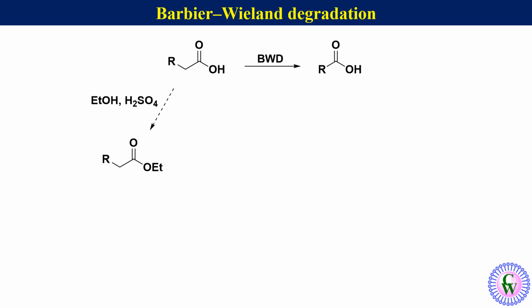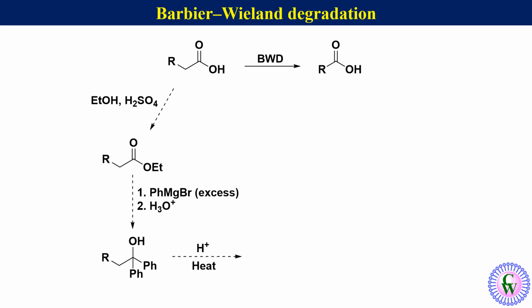ethanol and H2SO4, reaction of ester with excess of phenyl magnesium bromide followed by acidic workup to produce tertiary alcohol, heating up tertiary alcohol under acidic condition to produce alkene, and then the oxidative degradation of alkene with chromium trioxide and H2SO4 to produce 1 carbon shorter carboxylic acid.